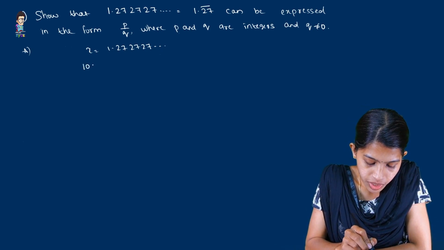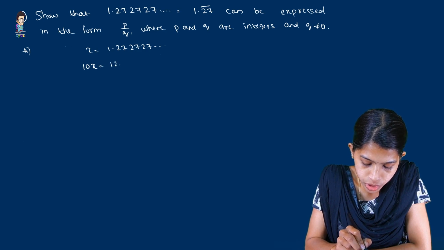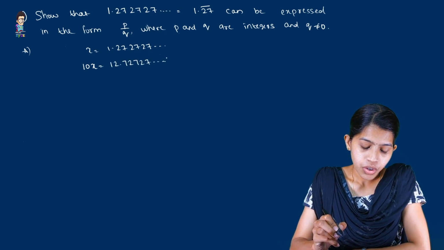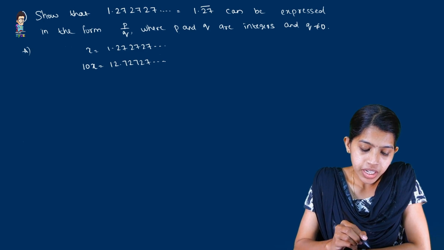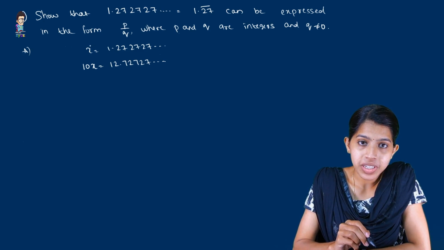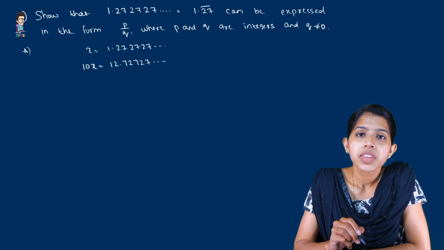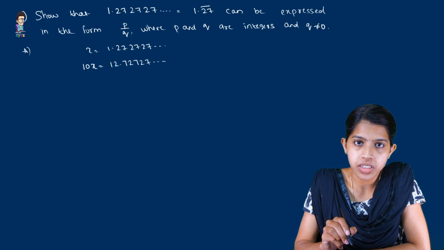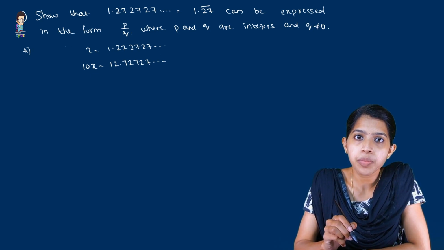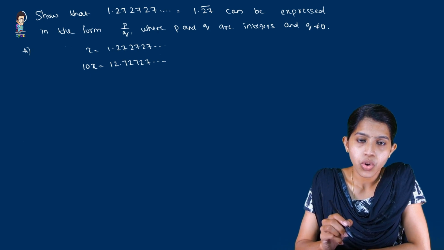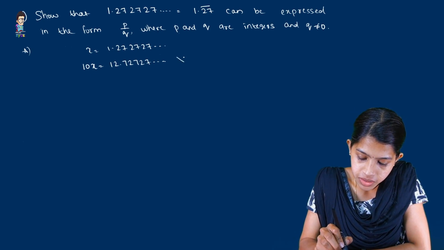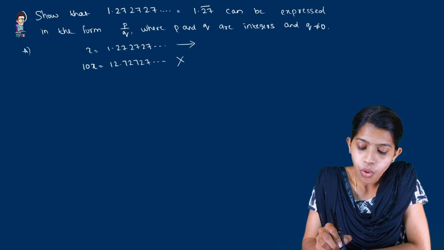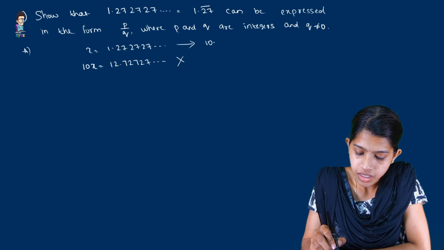And so, this will become 10x is equal to 12.72727 etc. So, when we subtract x from 10x, what will happen? That particular number has a non-terminating recurring decimal expansion, so this will not help in our problem, right? So, we will cancel this step and we will multiply this number on both sides by 100.